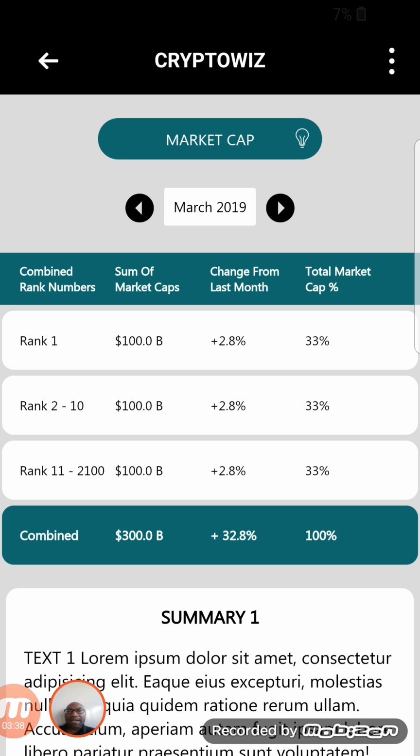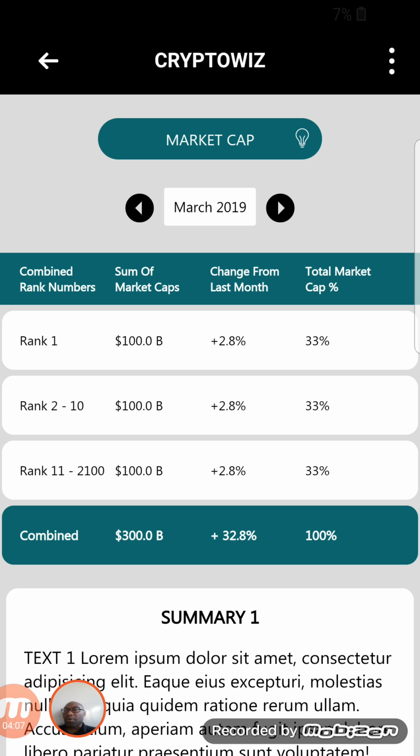This is the market cap report. And in the market cap report, what we do is we split the entire cryptocurrency market into 3 segments. We look at rank number 1, so that's the cryptocurrency with the largest market cap. We look at how large that market cap is, right? So in this example, it says it's 100 billion. In real life, it's closer to around 70 billion. And in the 3rd column, we tell you how much that market cap has grown in the last month.